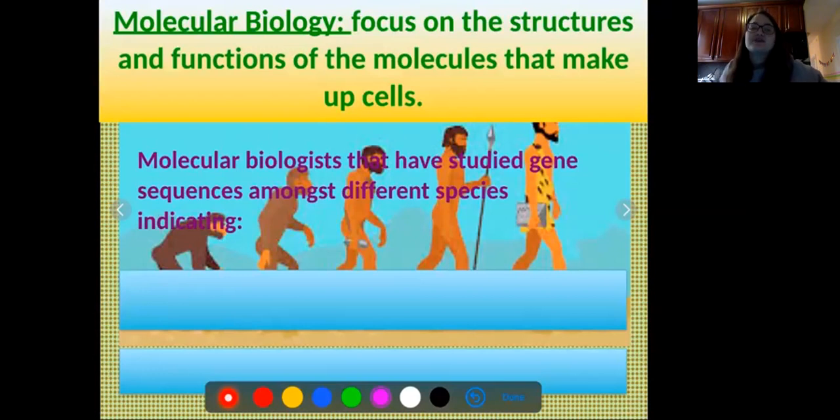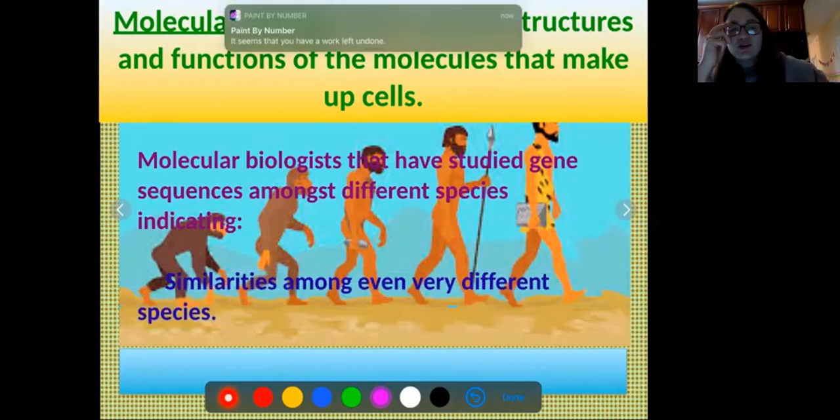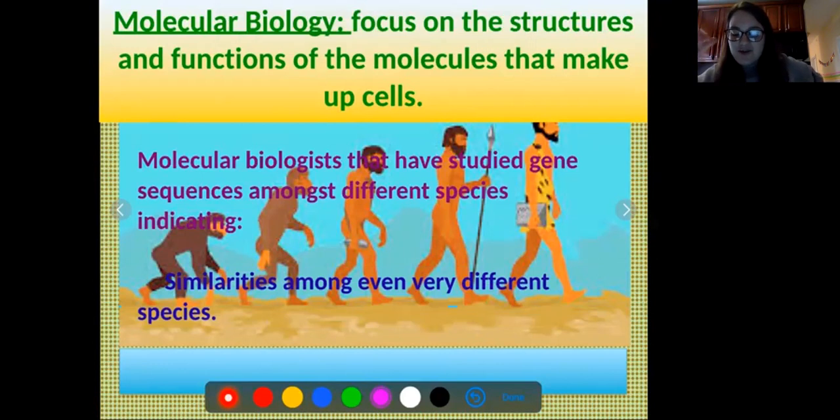All right, the next type of evidence is molecular biology. And this is when we're focusing on the structures and functions of the molecules that make up cells. So once again, we're talking about those small particles that make up our cells. And molecular biologists that have studied gene sequences amongst different species indicate a few things. And once again, this indicates that we have similarities among even very different species. So species that we wouldn't think are related still share molecular similarities that point out, hey, we have to have a common ancestor that allows us to have these similarities.